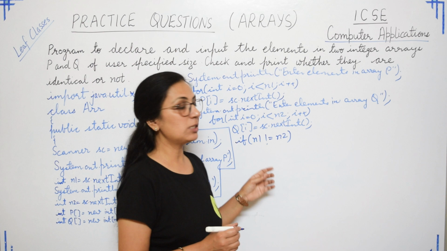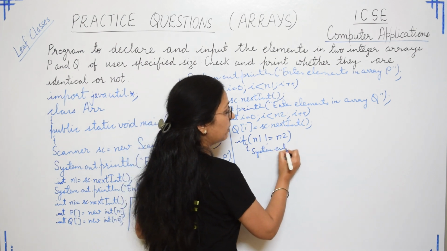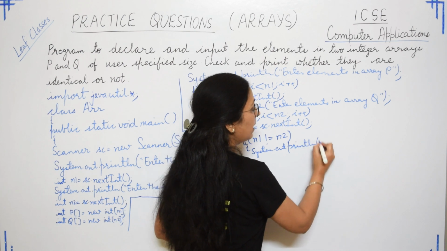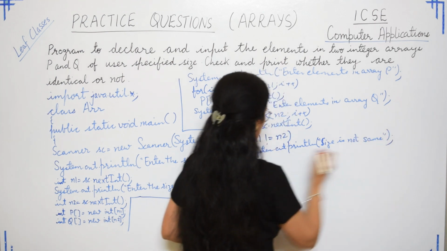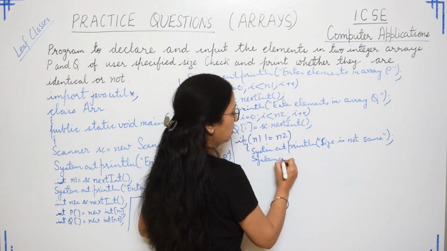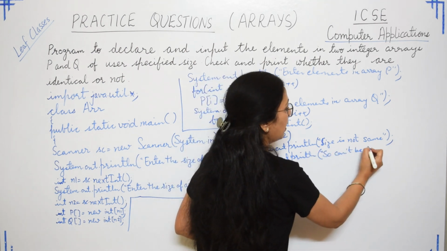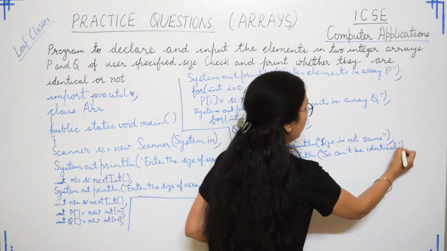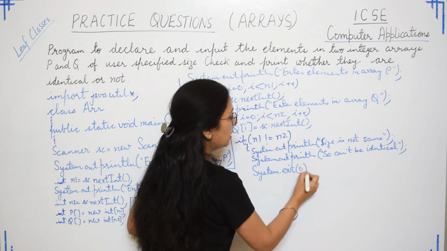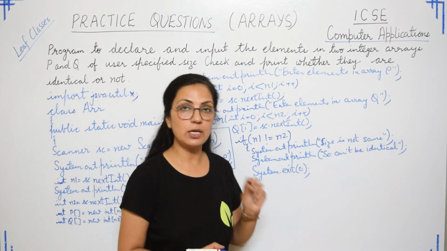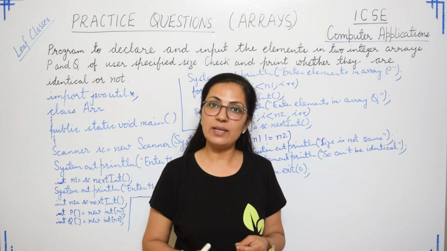So there is no possibility that these two arrays can be identical. So if this is the condition, we can write a simple print statement: System.out.println size is not same. Again, one more print statement, or in the same continuation, you can write println can't be identical. And after that, I am using here System.exit(0). Children, this System.exit(0) function is used when you want to terminate the program at any time, ignoring the rest of the statements of the program.